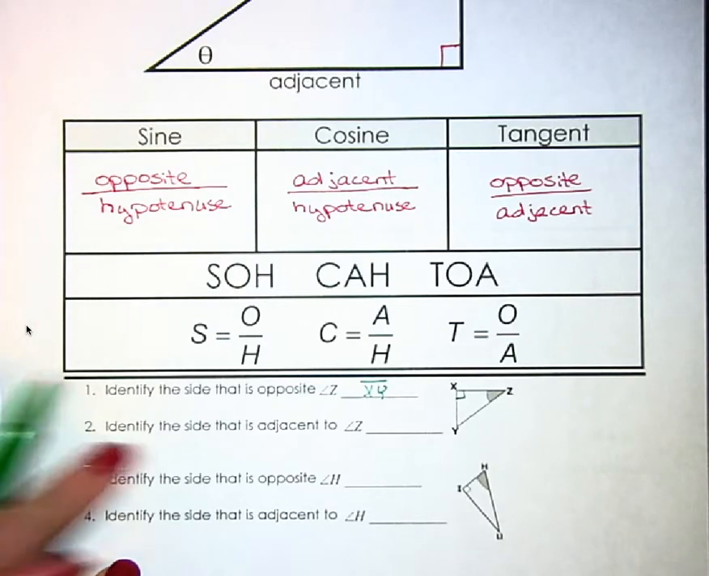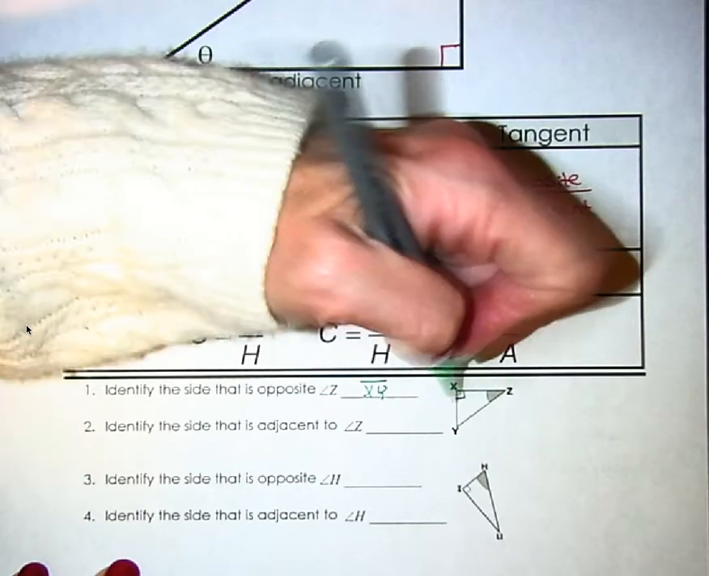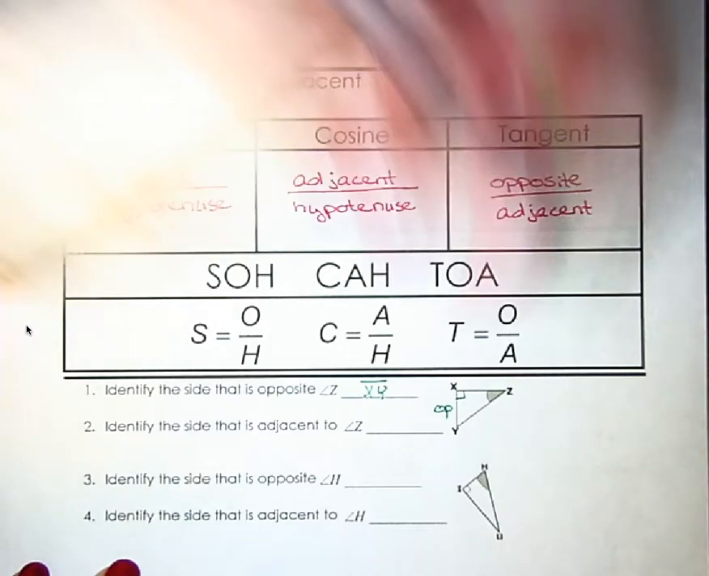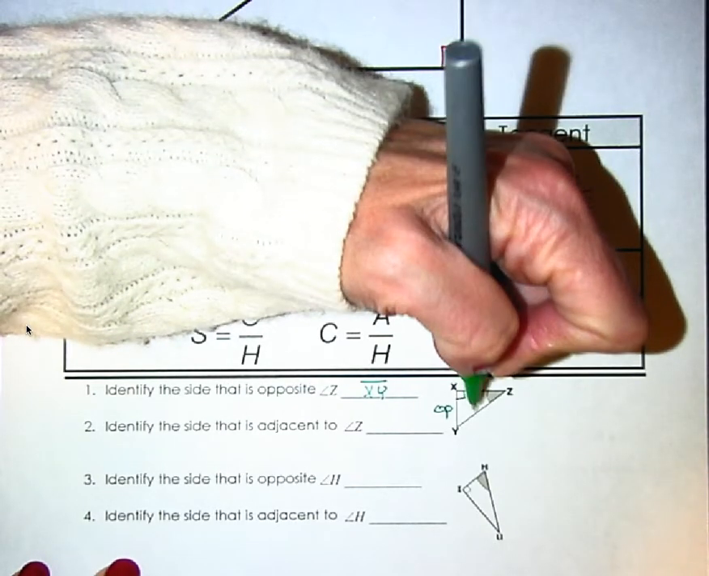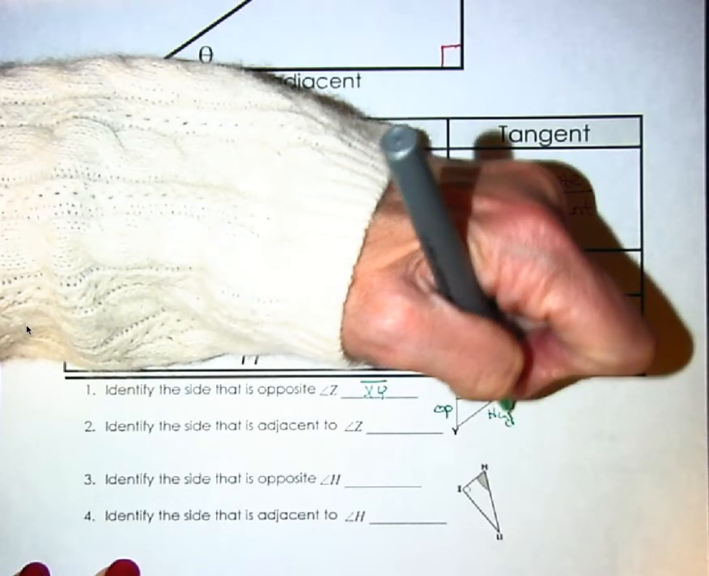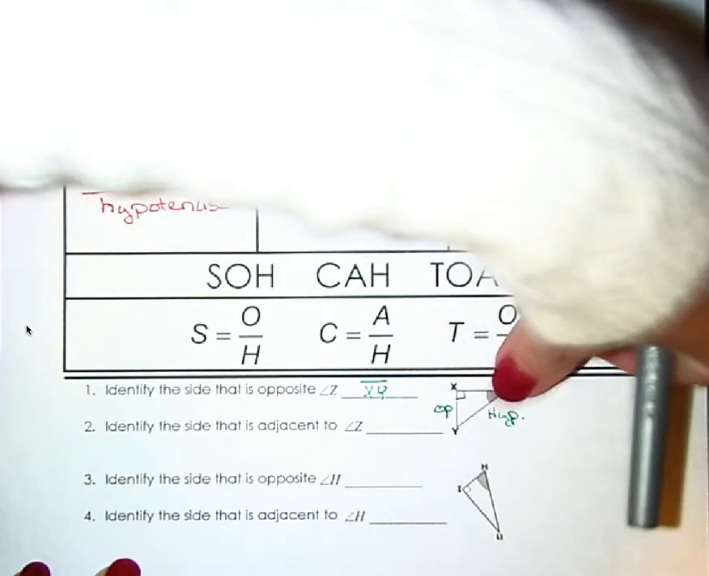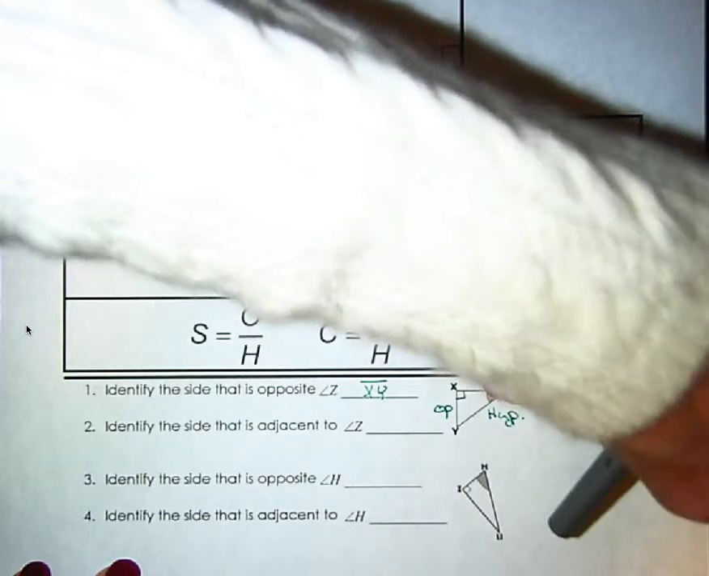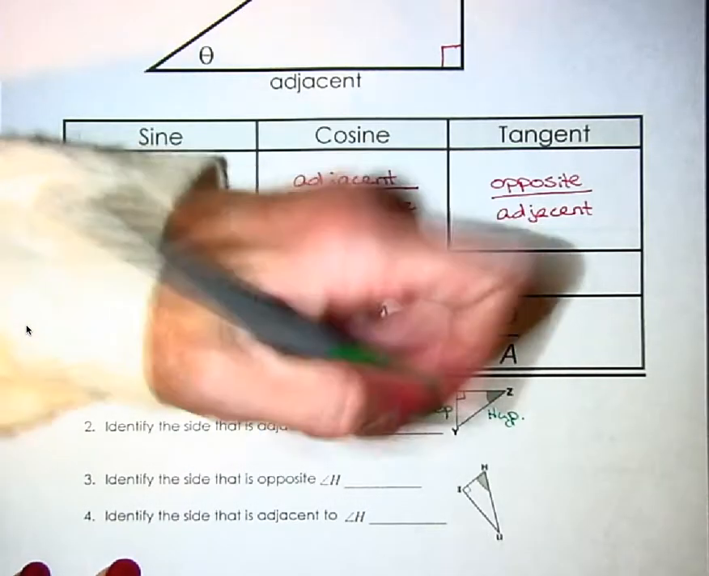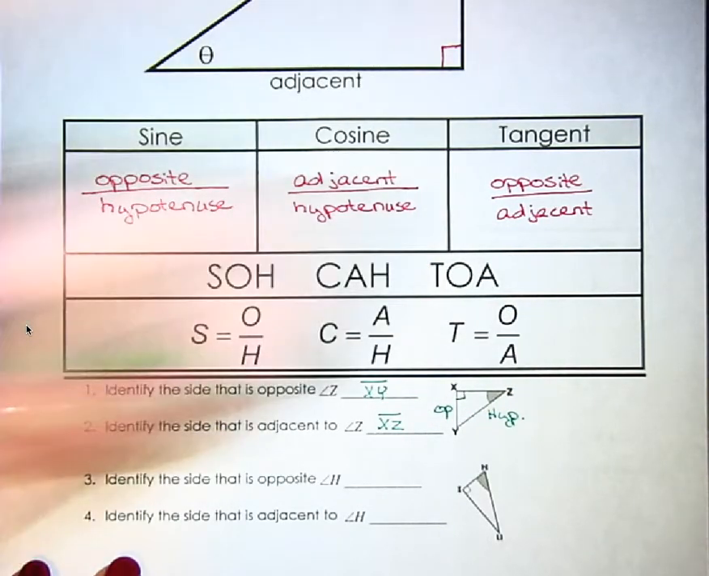And then it says identify the side that is adjacent to Z. Well, if I look at this triangle, well, this is my opposite side. I'm going to label that. I know that the side directly across from my right angle is my hypotenuse side. So the only side left is XZ, and that is my adjacent side because it's right next to and helps make up my reference angle of Z. So XZ is going to be my adjacent side.